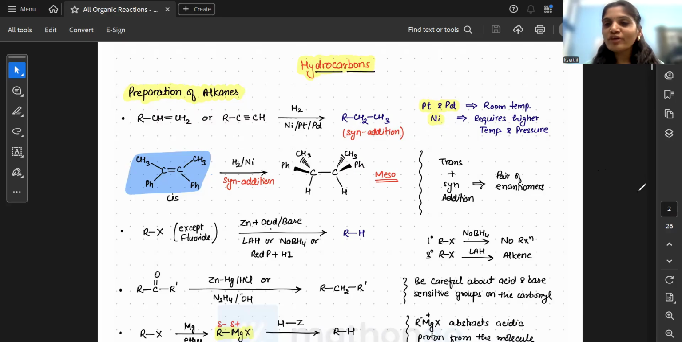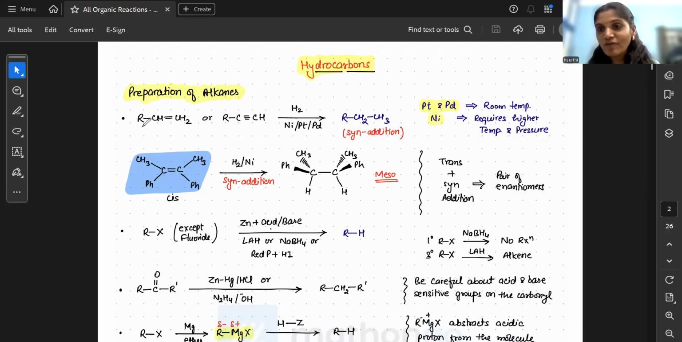And today we are going to see a very important topic. We are going to see all the reactions of alkanes, preparations, and its chemical reactions under the chapter hydrocarbons. So let's quickly start without wasting any time. First, we will see the preparation of alkanes.